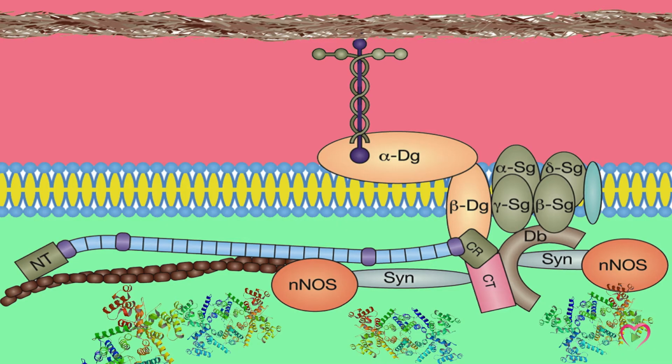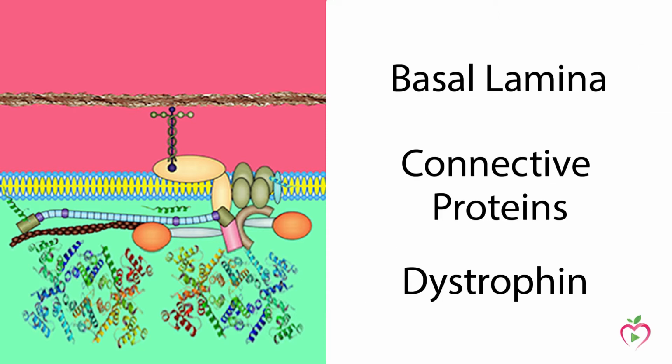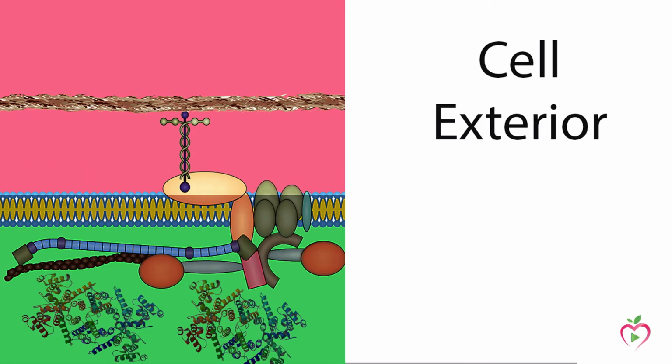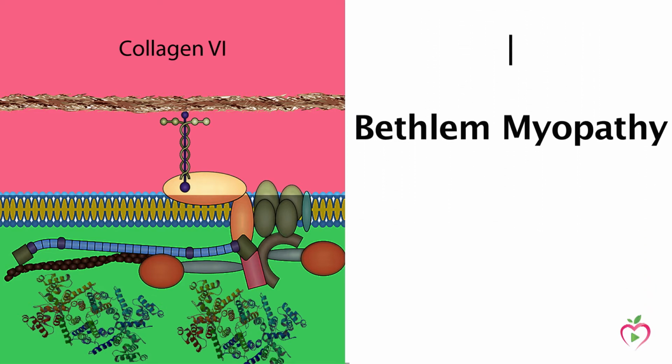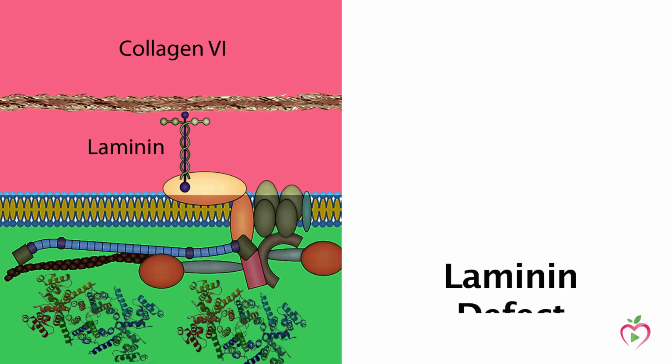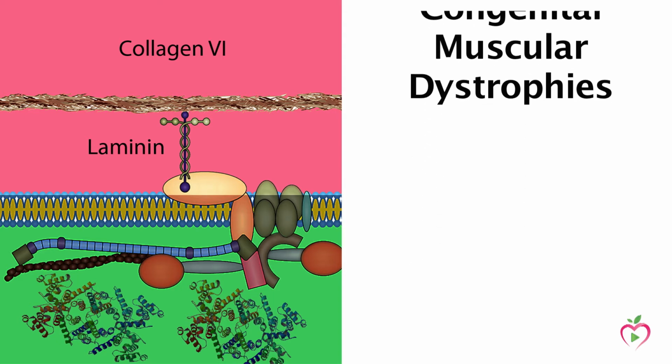This slide shows an overview of a variety of different proteins that are important in protecting muscle cells from developing muscular dystrophy. Proteins that can be located outside the cell, in the cell plasma membrane, or inside the cell can all lead to different types of muscular dystrophy when those proteins are not produced properly. On the outside of the cell, a particular type of collagen known as collagen 6, when defective, can lead to Bethlem myopathy. Another extracellular matrix protein known as laminin is defective in different types of congenital muscular dystrophies that affect children at a very early age.